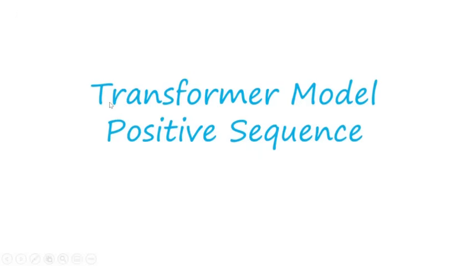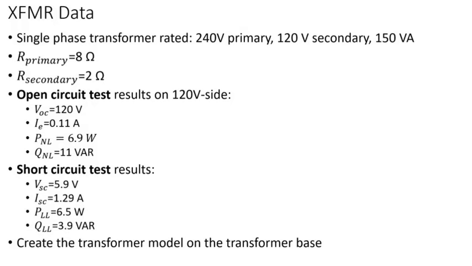So in this video, I will briefly talk about the transformer model in a positive sequence system, and how to construct it based on test data. So let's assume we have a single phase transformer rated 240 volt primary, 120 volt secondary, 150 kVA.